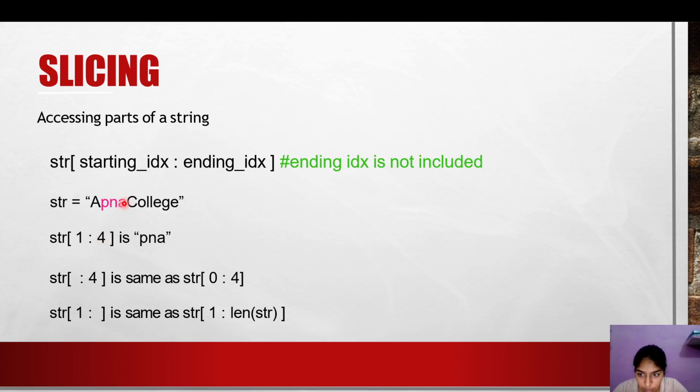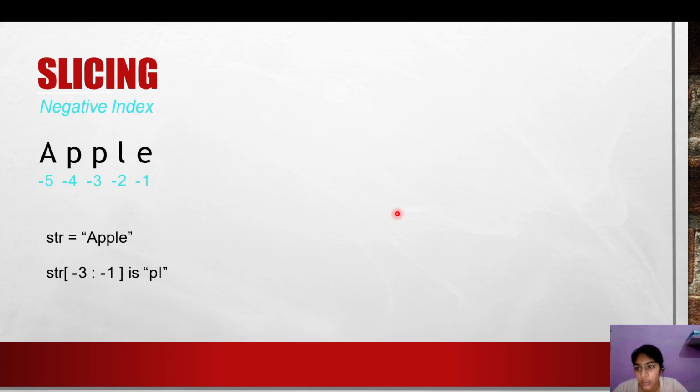Like we wanted an a, and here the index of the a is 3. So what we're going to write here is 3 plus 1, that is 4. It will give you this, and it's the same as 0 to 4, and here 1 is the same as 1 to the length of the string. This is how slicing works.